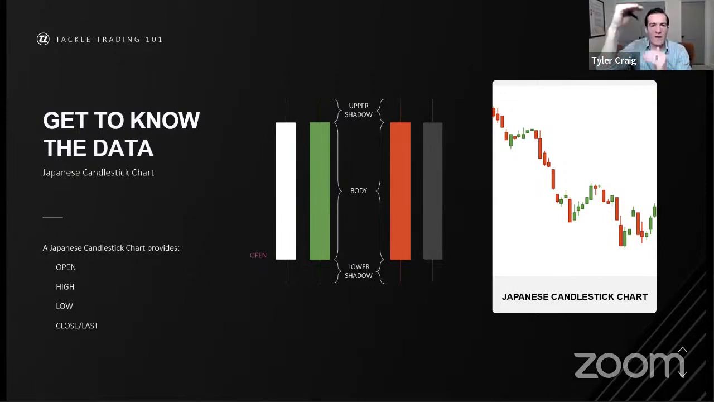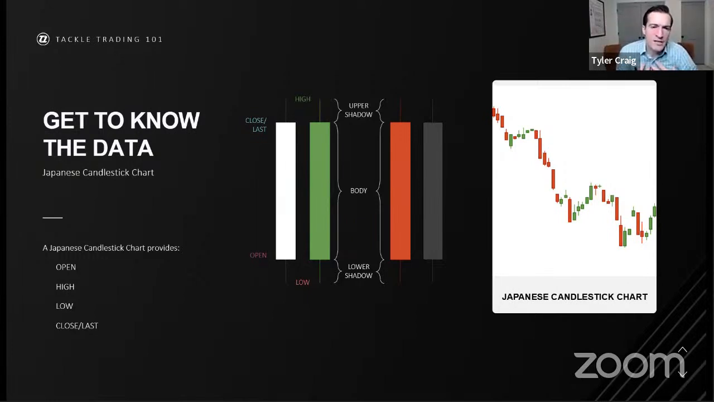Well, how do I measure how far apart the open versus the close was? Well, they build a body between the two. That's the rectangle. Okay. What about the high and the low? Just because we opened here and closed here doesn't mean that those are necessarily the highest point of the day or the lowest point of the day.